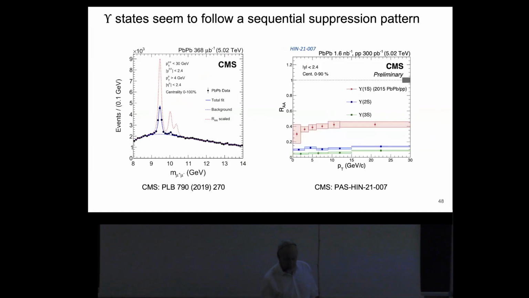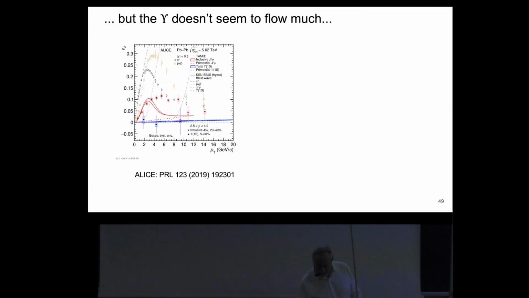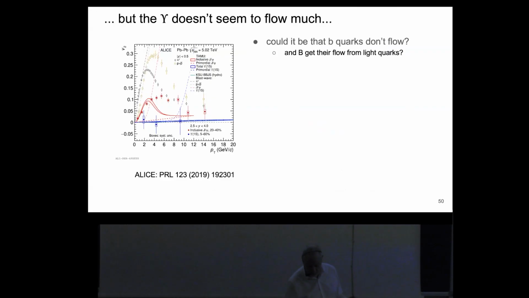The upsilon states also seem to have a suppression, and a sequential suppression. So the less tightly bound ones, Y3 and then Y2 and Y1, in order of more and more strongly bound, are suppressed in a very different way. So the most tightly bound is the least suppressed. But the upsilon doesn't seem to flow much, at least within errors, whereas the J/psi has a significant v2. The upsilon v2 certainly looks to be smaller than for J/psi and compatible with 0.